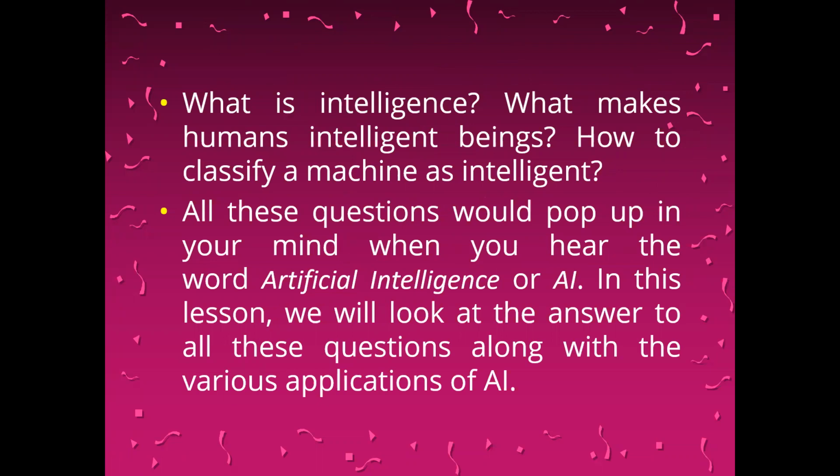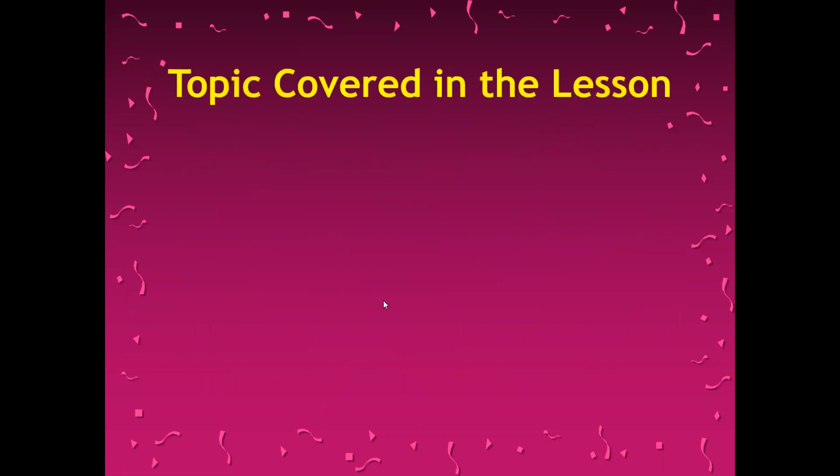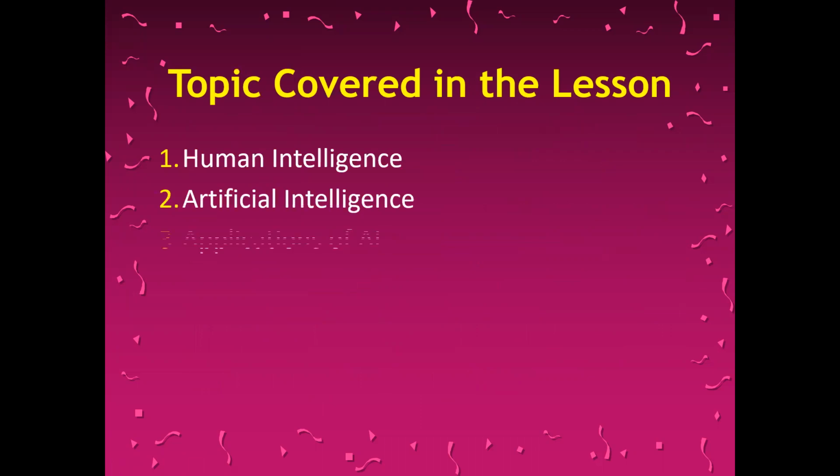Along with that, we will learn the applications of AI also. As I said earlier, artificial intelligence also means AI, so don't be confused when I say AI or artificial intelligence. Topics to be covered in this lesson: first, human intelligence, artificial intelligence, applications of AI, and advantages of AI.